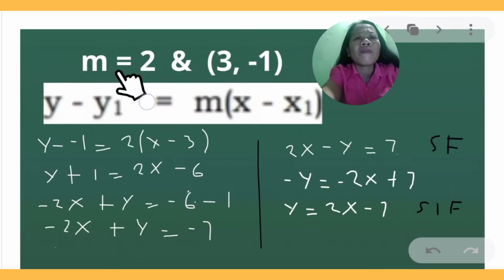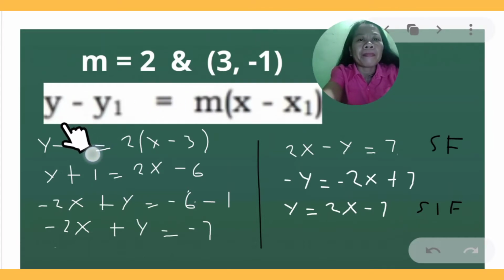Now, what if the given condition of the line is the slope and a point where the line passes through? We are going to use this formula. Y minus y sub 1 equals m times x minus x sub 1, where m is the slope, x sub 1 and y sub 1 are the coordinates of the given point. So suppose we are given the slope of 2 and the point 3, negative 1. We're going to substitute the numbers to the formula.